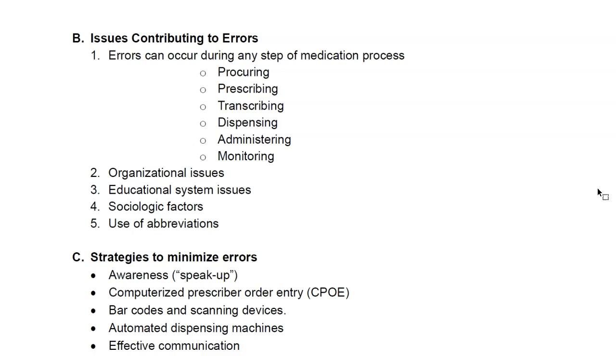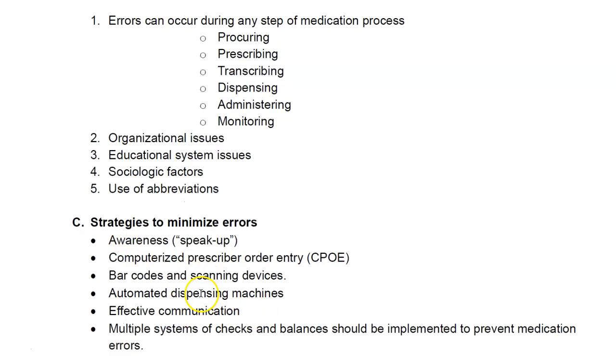Like I said, there may be some organizational issues, maybe short staffing, maybe assigning certain patients to a newly graduated nurse who really is not prepared to care for that acutely ill patient. And then educational system issues. Maybe the schools are not teaching our nurses appropriately. And there are other factors like sociologic factors. And then another common one would be the use of abbreviations. So again, we have to be very careful. If we can avoid abbreviating, that would be great. I think that will prevent some of the errors that we are seeing when administering medications.